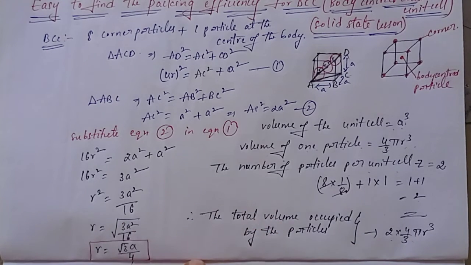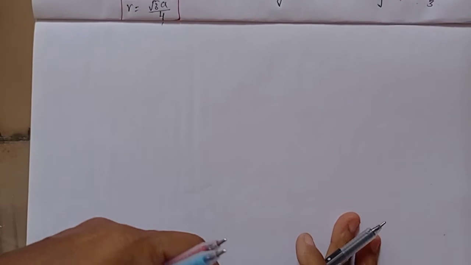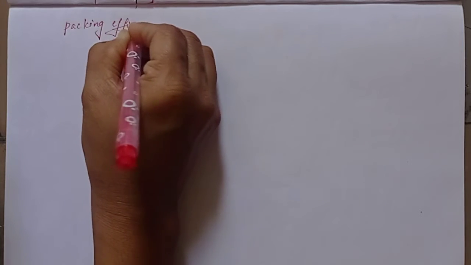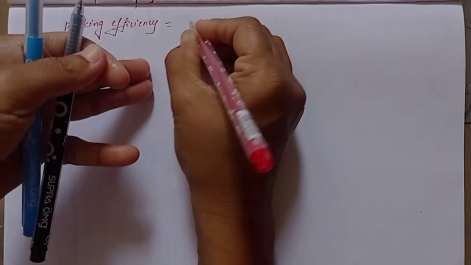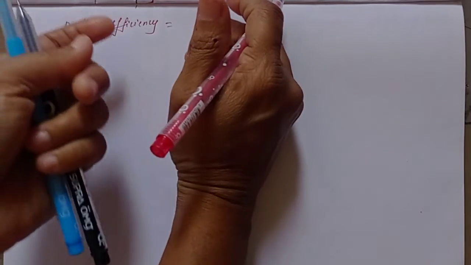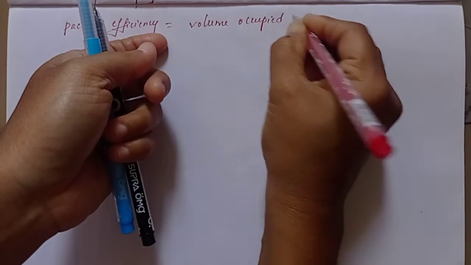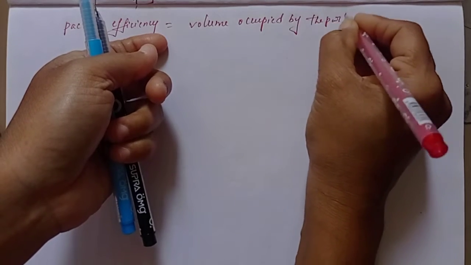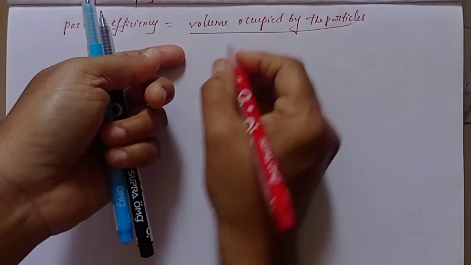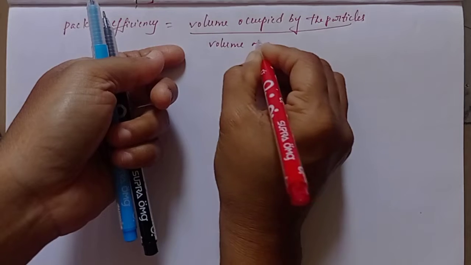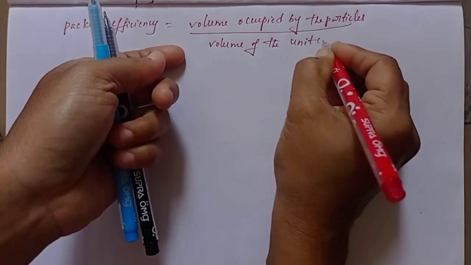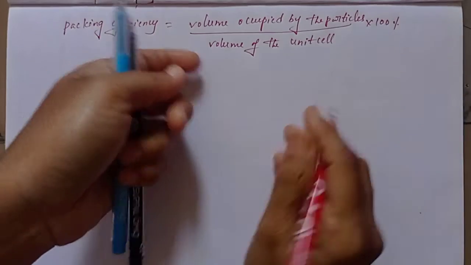Now we have to find the packing efficiency, students. How to find it, now we will discuss. So what is the formula, students? Packing efficiency is equal to the volume occupied by the particles divided by the volume of the unit cell, into 100%, students, into 100%.